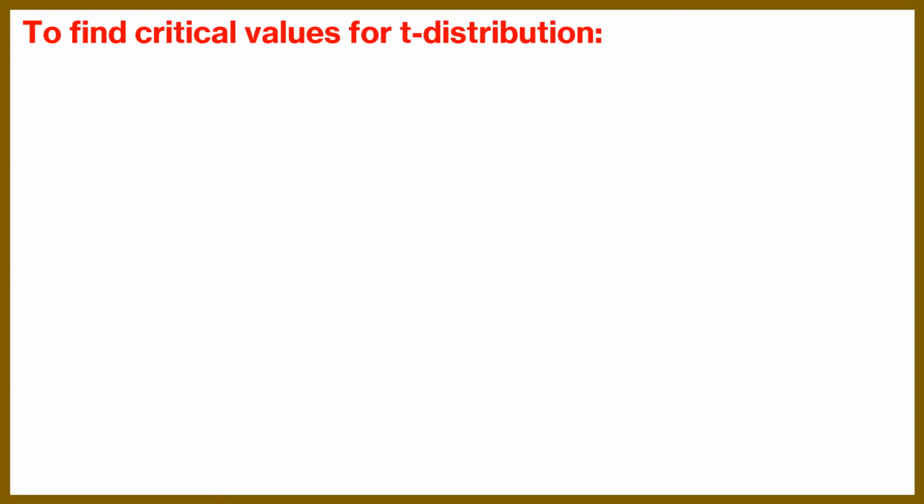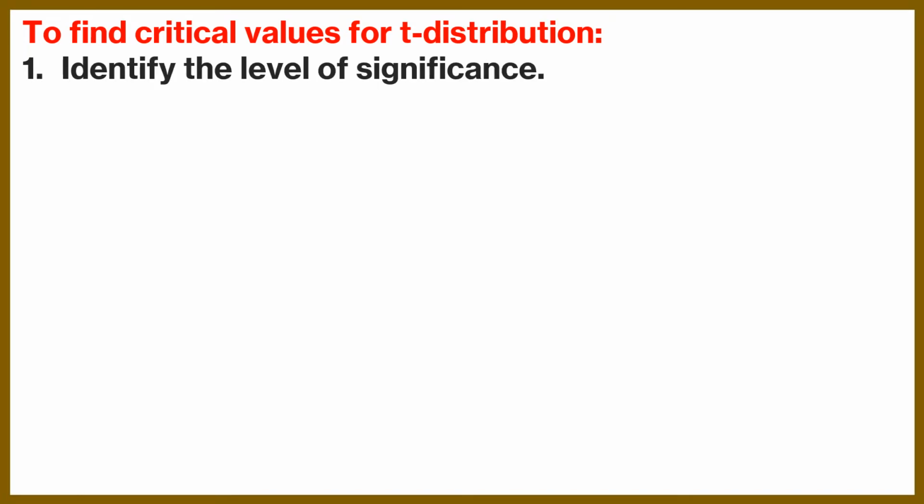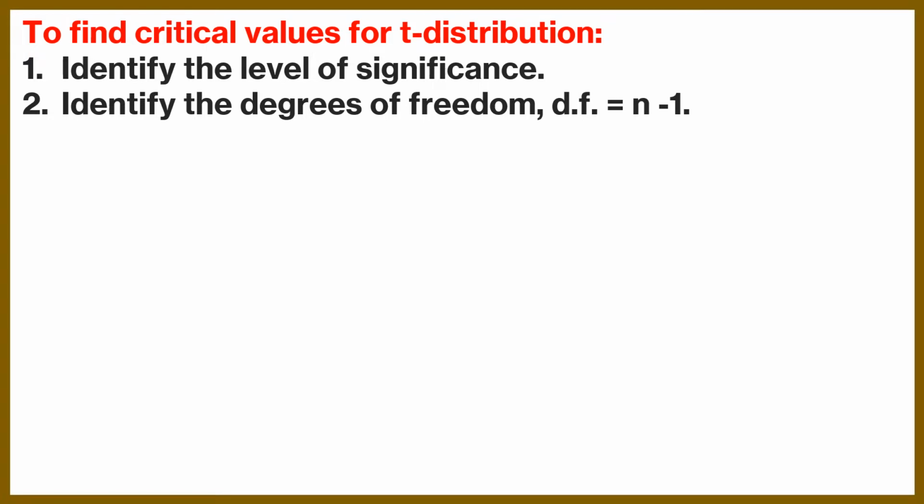So to find the critical value for T distribution, number 1, identify the level of significance. Number 2, identify degrees of freedom. So paano makukuha yung degrees of freedom? Degree of freedom is equal to sample size minus 1. So kapag given yung sample size natin, i-minus natin lagi siya sa 1 para makuha natin yung degree of freedom.